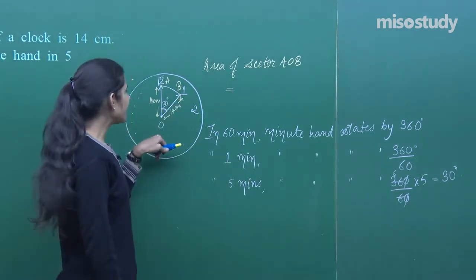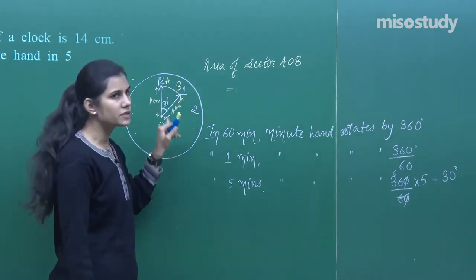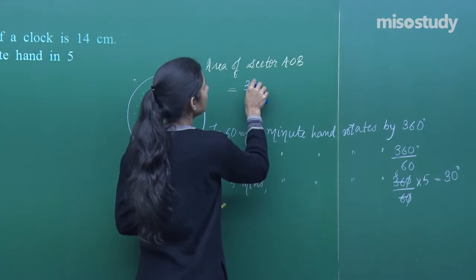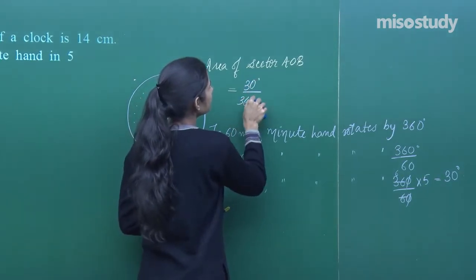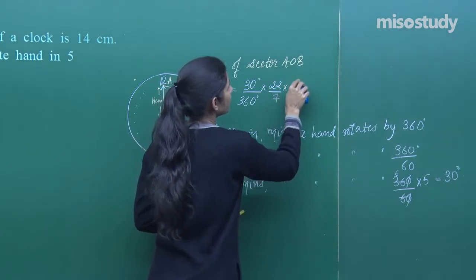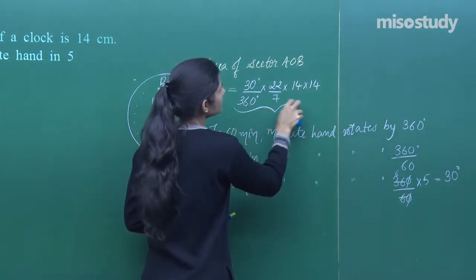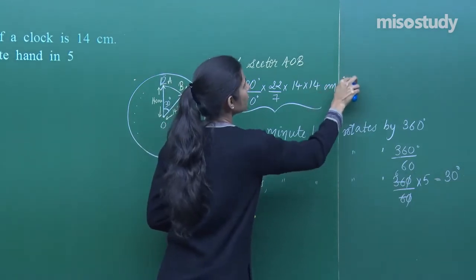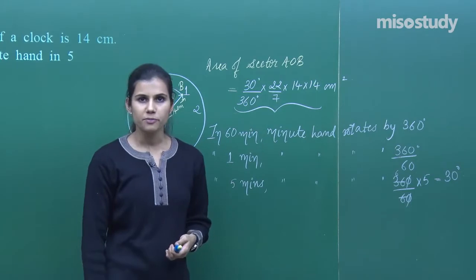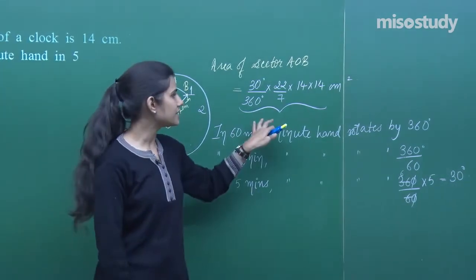So you just need to find the area of this sector having angle 30 degrees, and it is a sector of the circle of radius 14 centimeters. So it will be theta by 360 into pi r square, that is 14 into 14. Whatever this comes out, centimeter square, is the area swept by the minute hand in 5 minutes having its length as 14 centimeters. Is it clear? You can easily compute this.